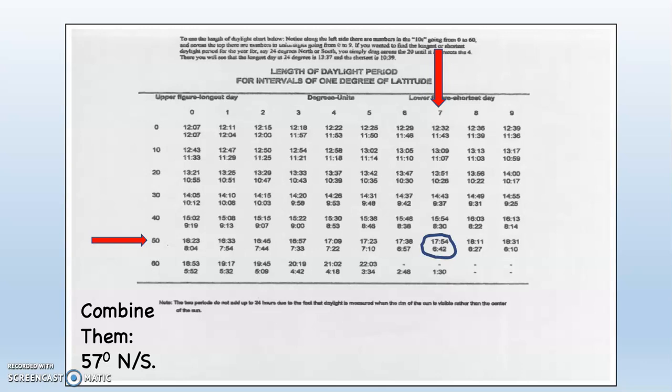Well, if you're at 57 degrees north or south, the longest daylight period is 17 hours and 54 minutes of the sun being above the horizon. And the shortest, wow, look at that, it's pretty short, 6 hours and 42 minutes of the sun being above the horizon on that winter solstice. How do you like that?